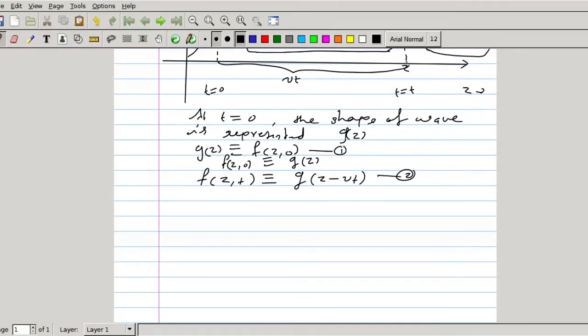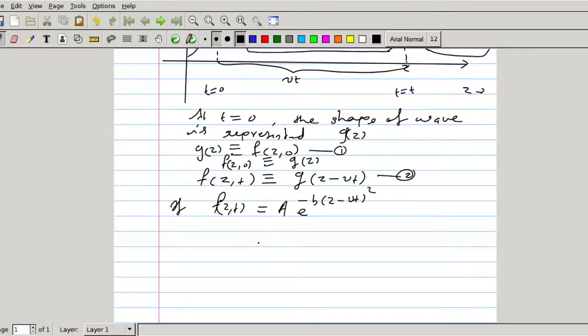So we can represent a traveling wave as follows. If we have a function f1(z, t) equal to a e raised to minus b into (z minus vt) the whole squared, this is also a function of z minus vt. So this can represent a traveling wave along the z direction.